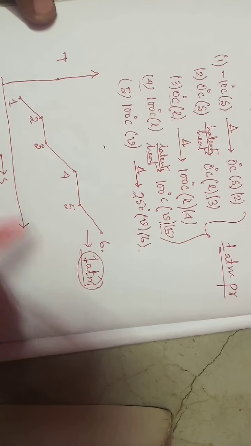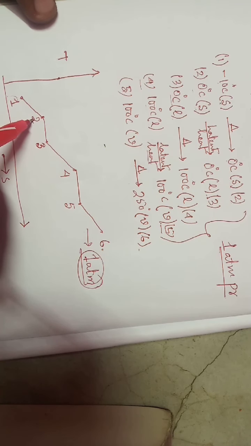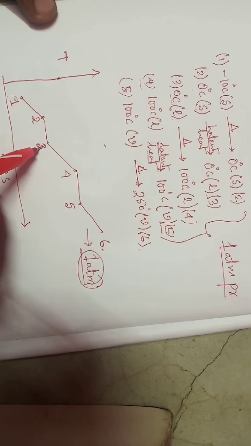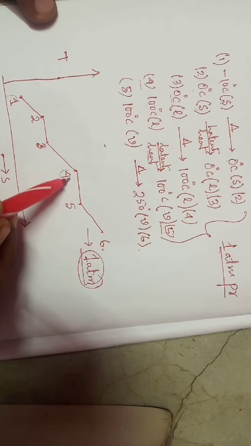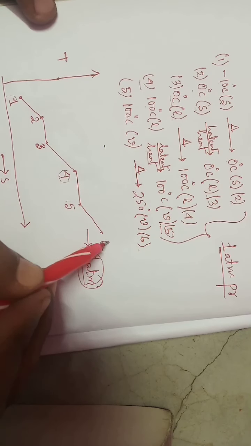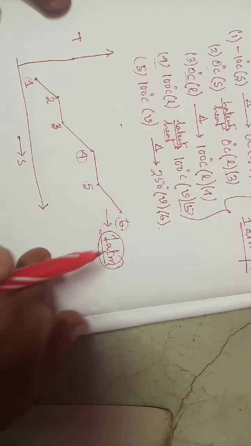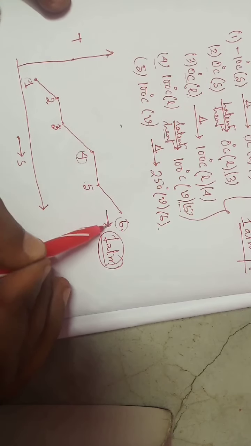Now at this 1 atmospheric pressure, what do we have? Minus 10 degree centigrade of solid, rise, 0 degree centigrade of solid, rise, 0 degree centigrade of liquid, 100 degree centigrade of liquid, 100 degree centigrade of vapor, and 250 degree centigrade of vapor. So we will get this for 1 atmospheric pressure.